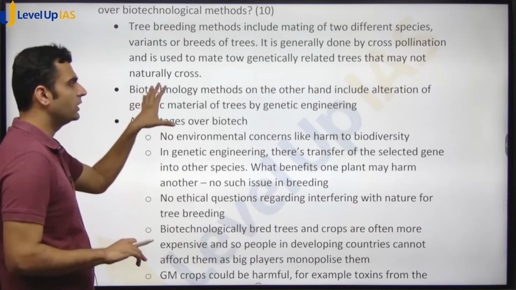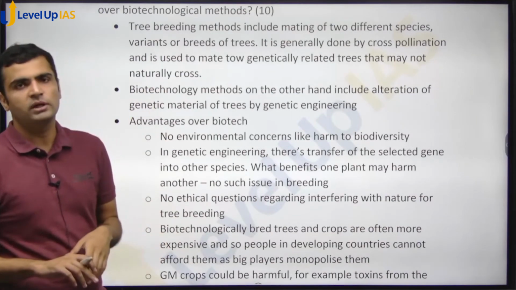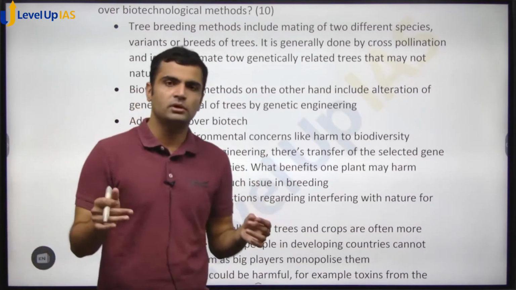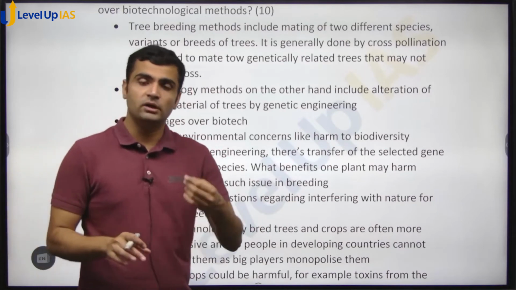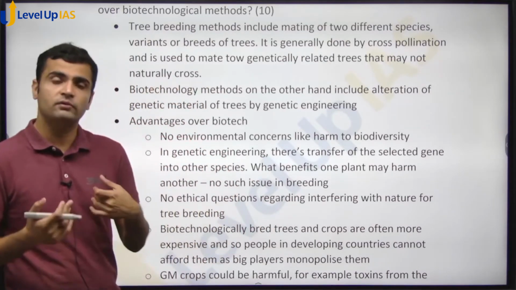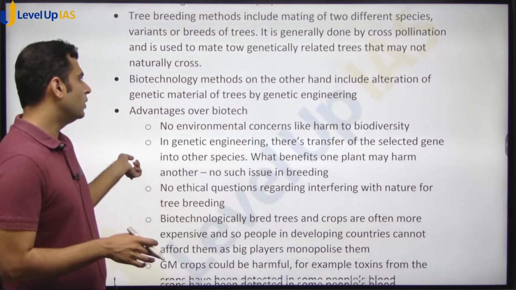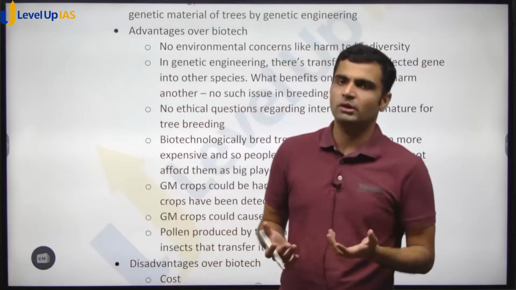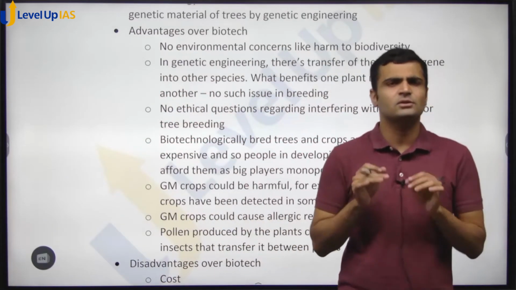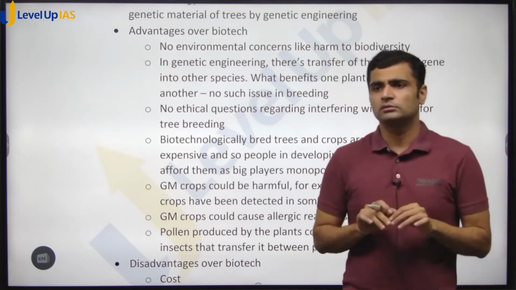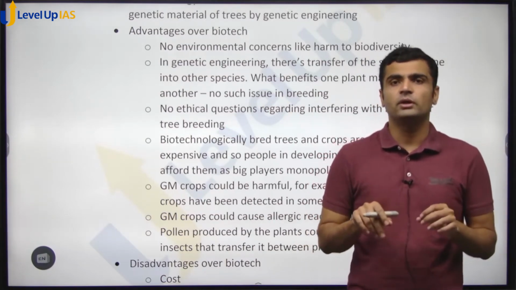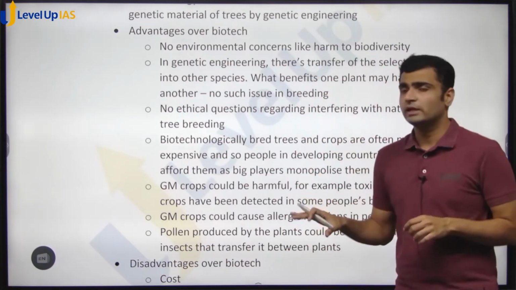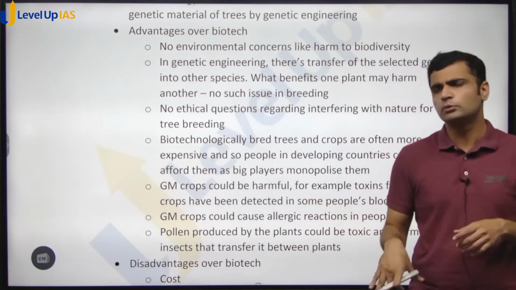And on the other hand, biotechnology methods include alteration of genetic material of tree using genetic engineering at individual level. We are just improving, changing genetic material of the individual itself as and when we want it. Now, what are the advantages over biotechnology? So basically, it has no environmental concerns because we are just cross pollinating. We are not harming or changing genetic material at individual level in a very precise way. So there are no environmental concerns like harm to biodiversity. On the other hand, we are improving biodiversity.